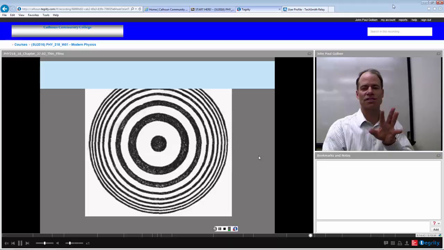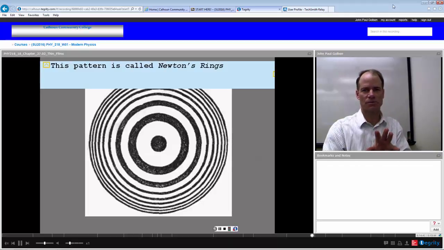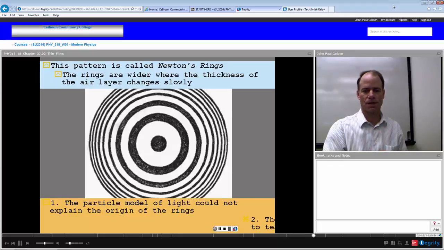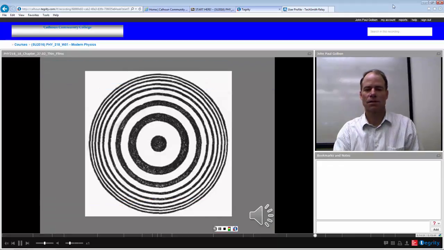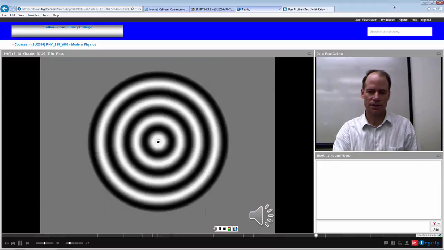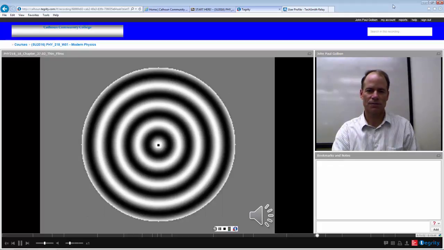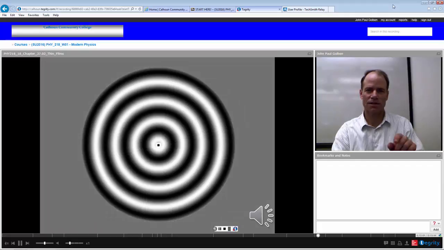I want you to study this and take a look at this pattern really closely. Study it very, very closely and tell me what you see. Keep on looking at this pattern.